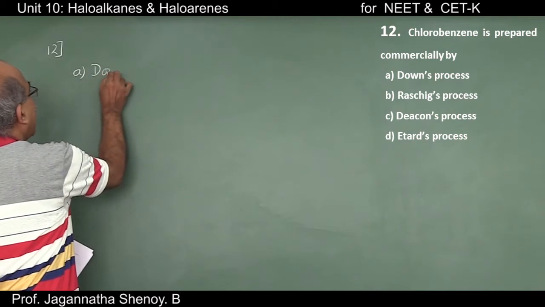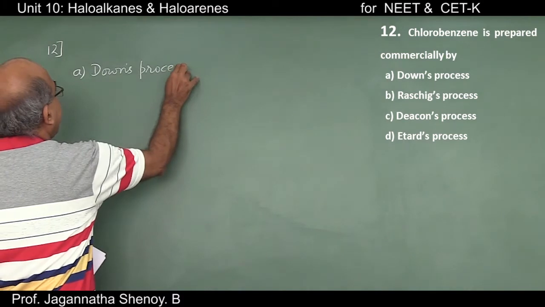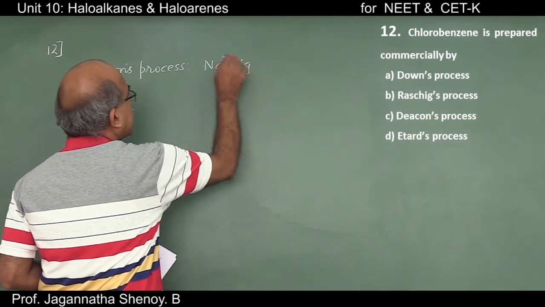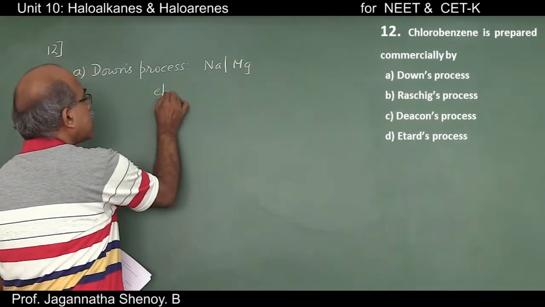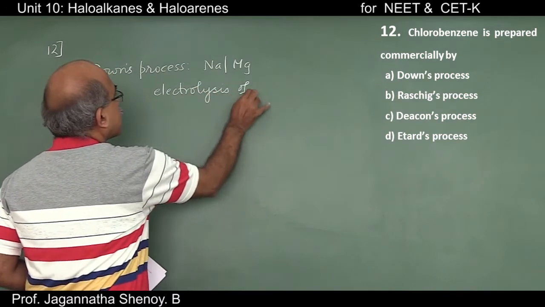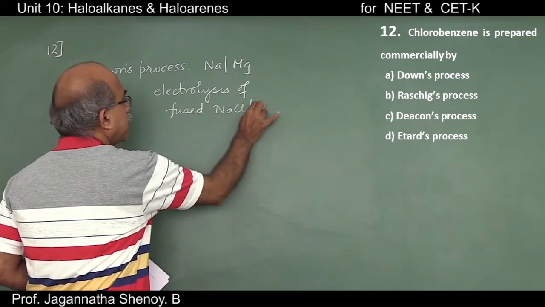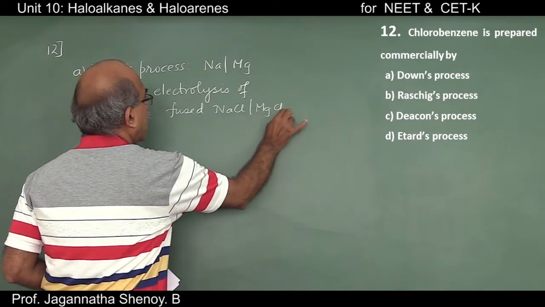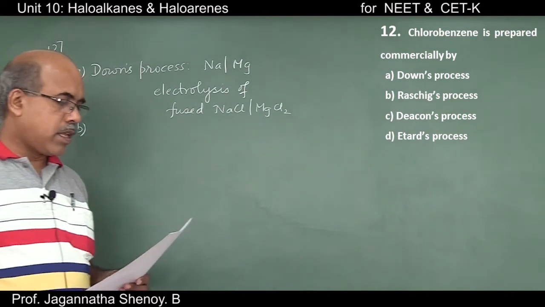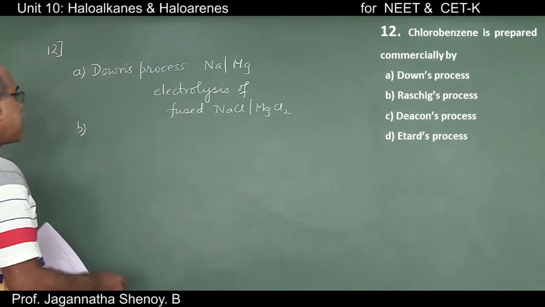If I start from Downs process, what is Downs process? It is manufacture of sodium metal or magnesium metal by electrolysis of fused sodium chloride or magnesium chloride. So this is what is Downs process. I'll go to option B. They have mentioned about what is called Rastich's process. So what is Rastich's process?